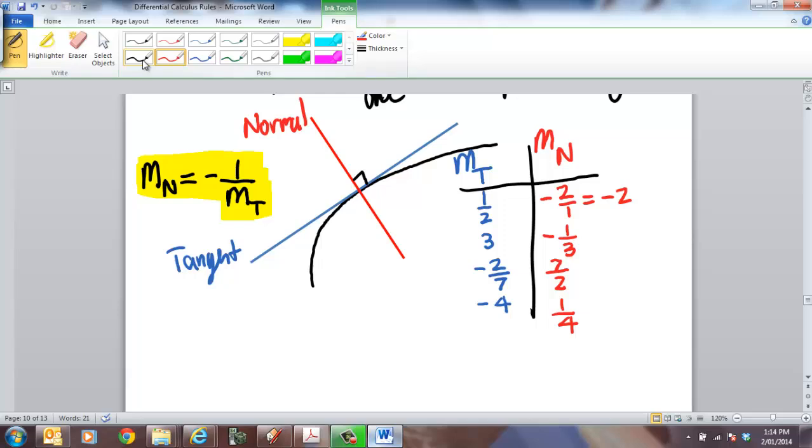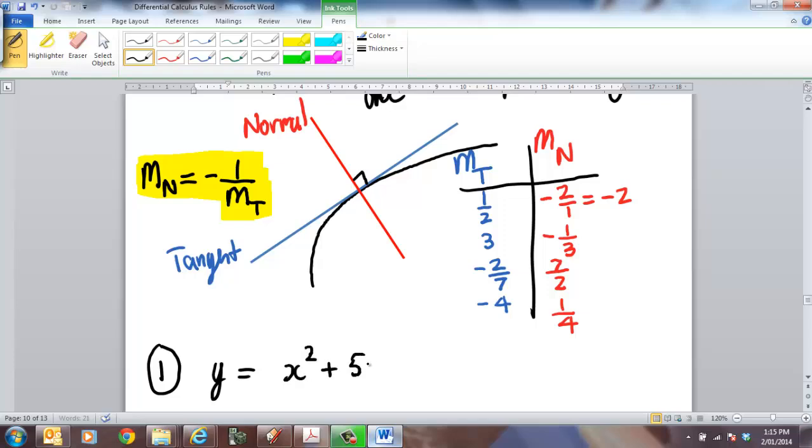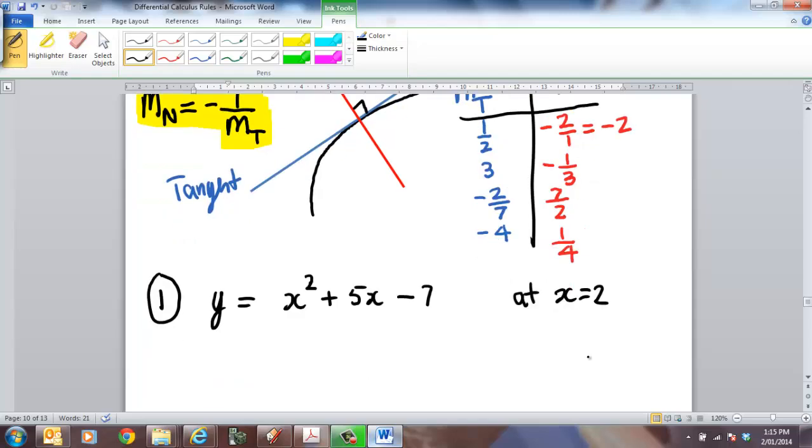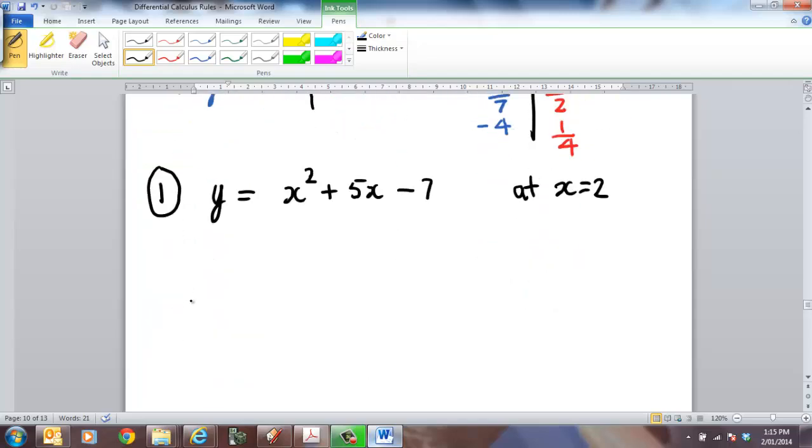The sort of questions you're going to get in this first section will be something like: y equals, let's do a quadratic, x squared plus 5x take 7, and we want to find the slope of the tangent at x equals 2. The steps we've got to go through are pretty basic. The first thing we have to do is find the point that it actually goes through. Step A is find the point.